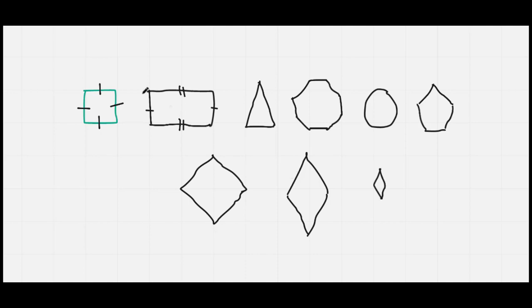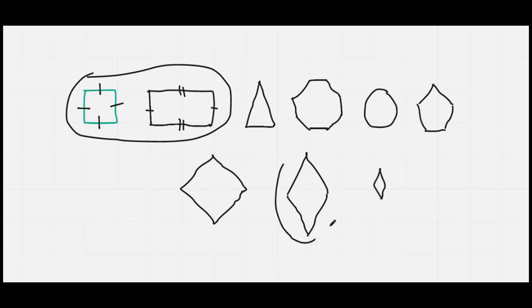The difference is these two right here and a diamond all have 4 sides and 4 vertices. The difference is a square and a rectangle have perfect corners. If you look here, you can make a little box in these corners. These have perfect corners. Now, vertices are where 2 lines meet, but not all of them are perfect corners.